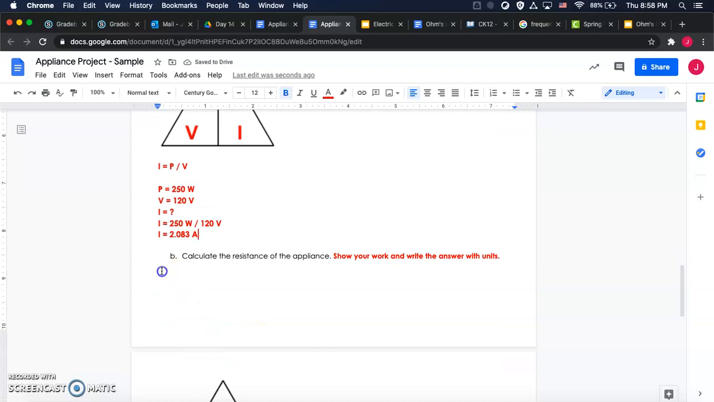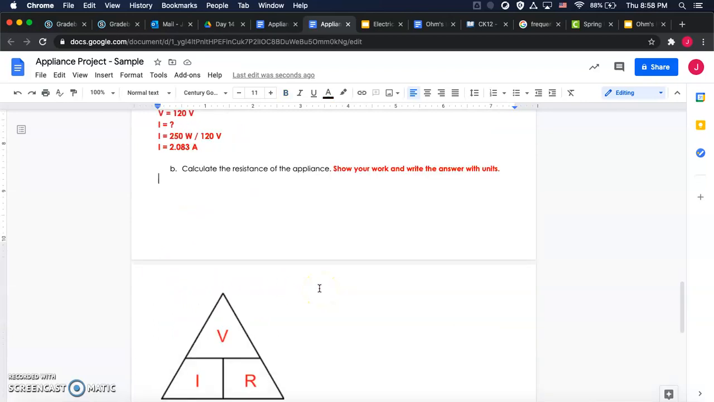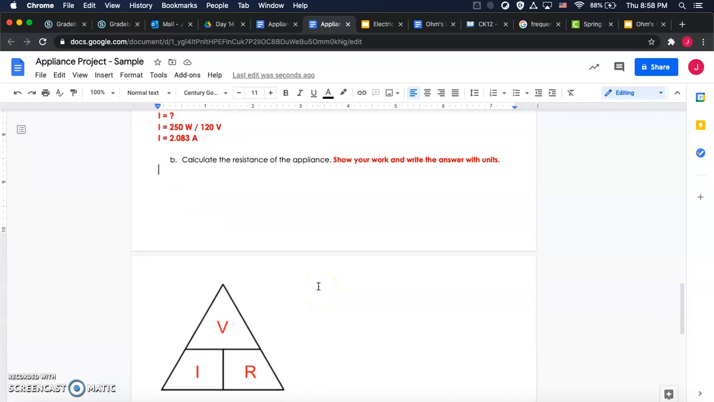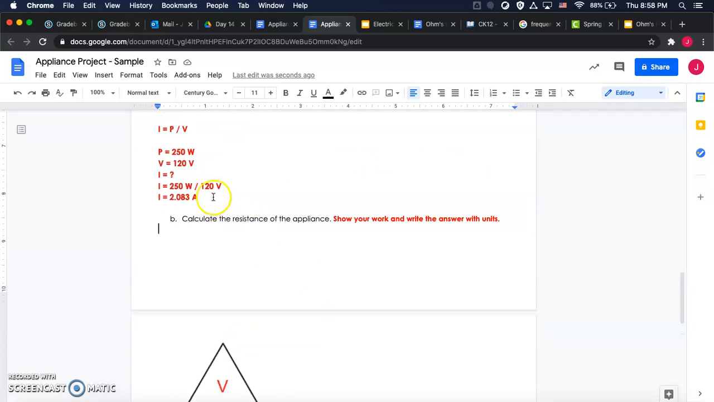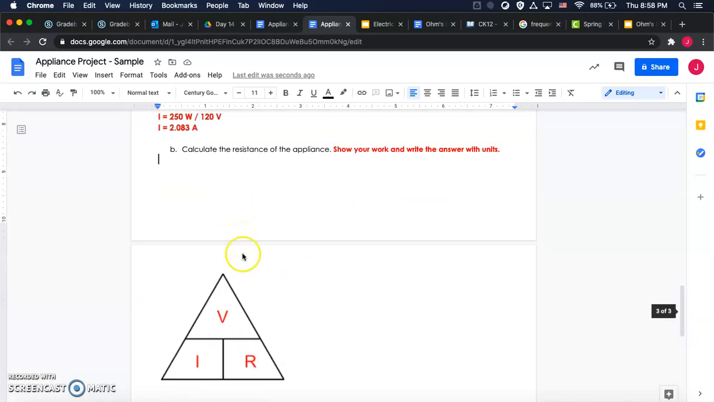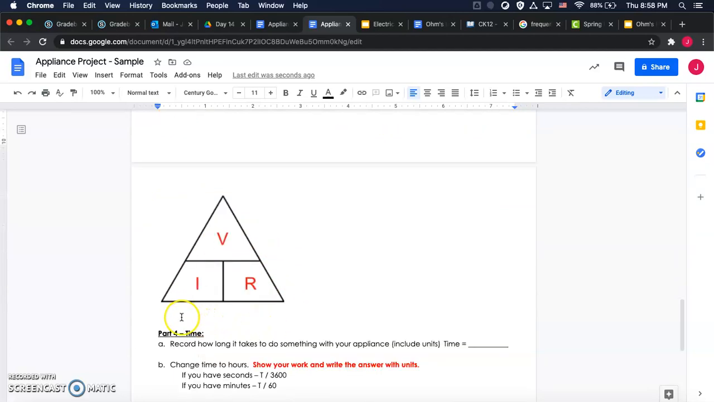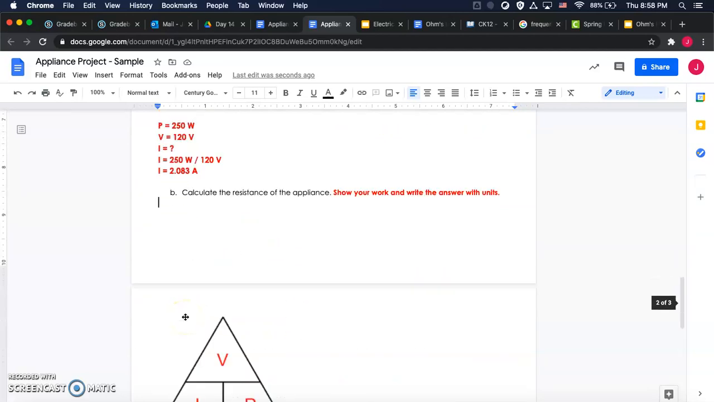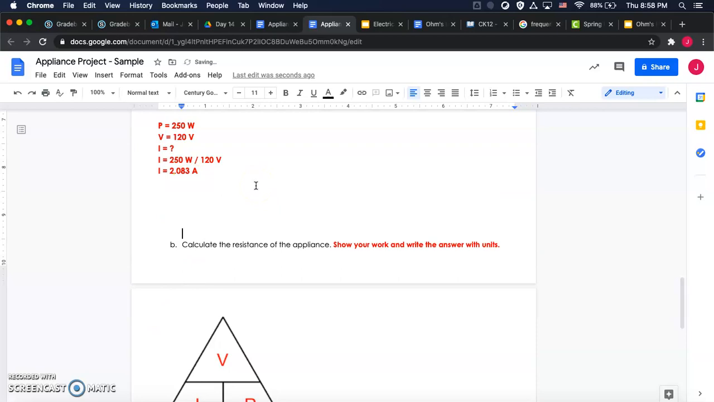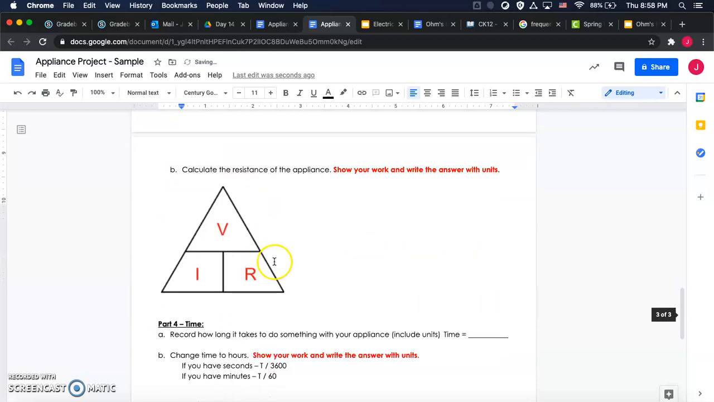Okay, and then for the second part here, you just need to calculate the resistance of the appliance. So now we're going to use the voltage and the current that we just calculated to determine what the resistance is using Ohm's law. We're going to assume that my roommate's blender is ohmic, even though I'm not 100% sure that it is. In fact, if I had to guess, I would guess that it's probably not, but let's just assume that it is.